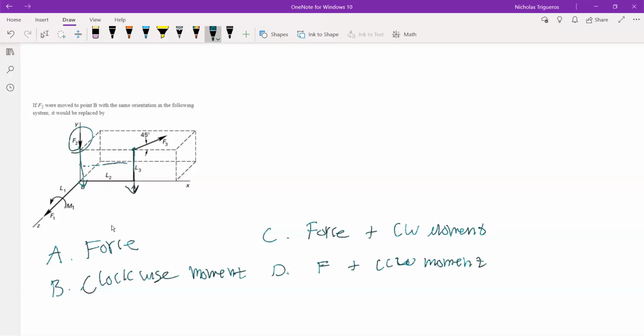Since we know this is in the same line of action, we're moving it just straight down its line of action. It's not going to require a moment. So it should just be A. Knowing that, it cancels out all of the other choices, and we know that it's going to be A.